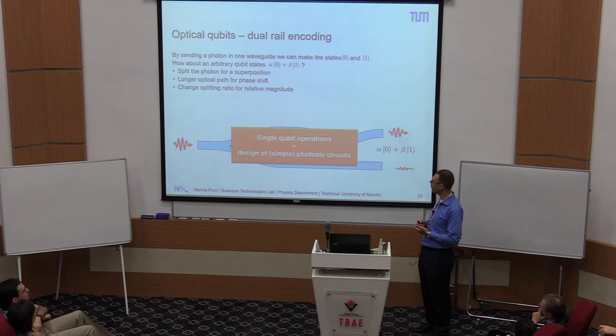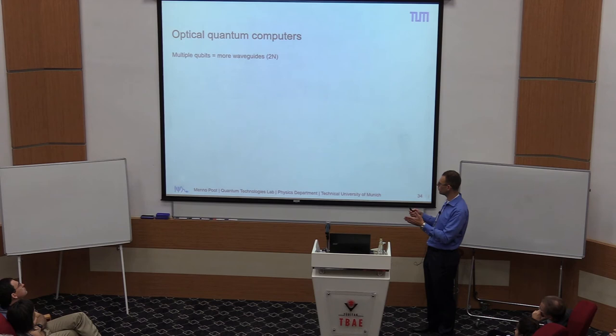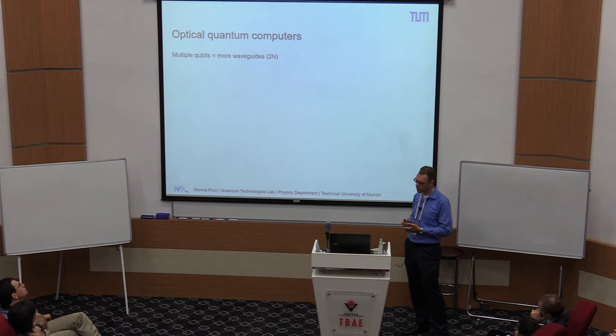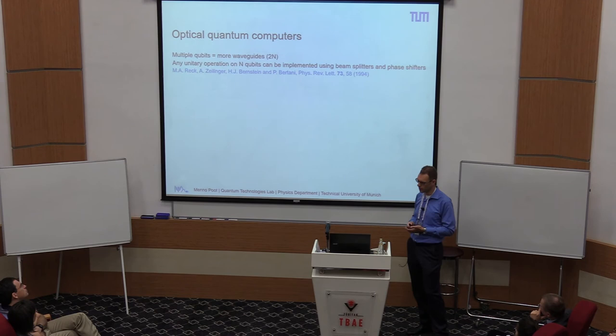Well, of course, then we will need many more qubits. And in this case, it will be many more waveguides. That's something we can easily do. Sending multiple photons in there is going to be much more challenging, of course. But in principle, we know then that every operation that we can think of operating on n single qubits can always be implemented, again, using simple photonic circuitry. The real challenge is to have photons interact with each other.